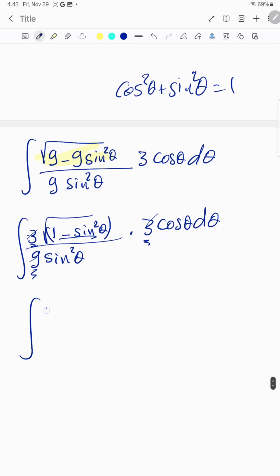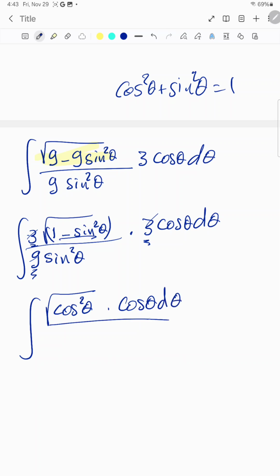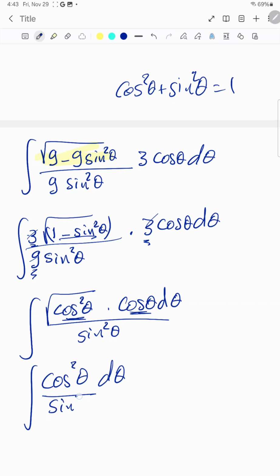So my integral becomes square root of cosine squared of theta times cosine theta d theta divided by sine squared of theta. So square root of cosine squared theta is cosine theta, and cosine theta multiplied by cosine theta is cosine squared theta. So I will have cosine squared theta d theta divided by sine squared theta. My integral becomes that.